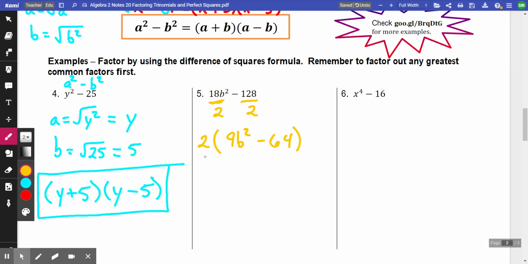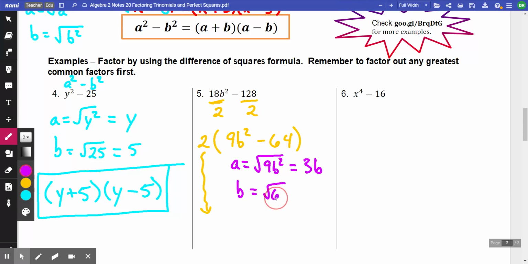This 2 we don't need at the moment, but we will use it as part of our factors. It was part of our original polynomial there, but we just need to focus on what we have rewritten inside these parentheses. So we have 9b squared and 64. A is the square root of your first term, so square root of 9b squared, which is 3b, and b is the square root of 64, which we know is 8.